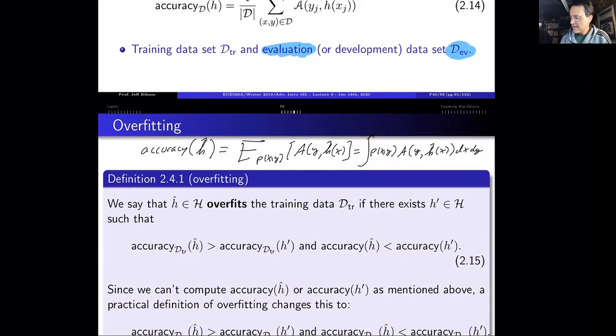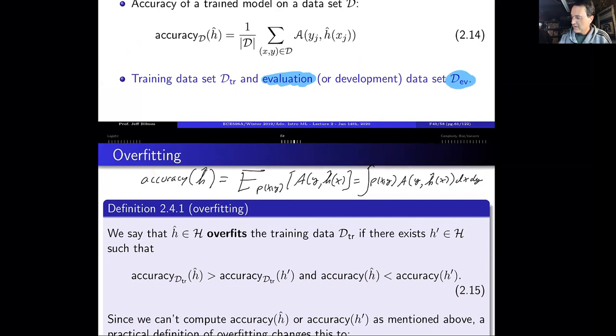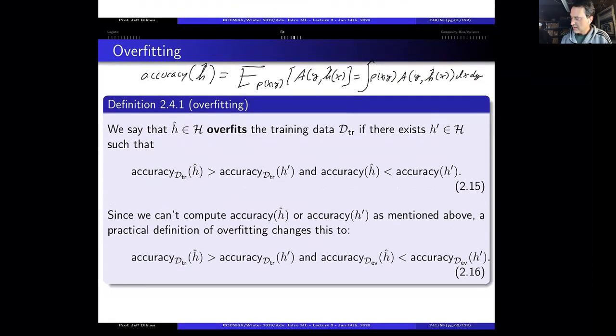So what we instead do is, as a surrogate for the accuracy, we use this data-specific accuracy on the evaluation set. We have a separate data set, which is this guy. And so a practical definition of overfitting says that H hat overfits if there exists an H prime that does worse on the training set, but better on the evaluation set. So if there's some other model that does worse on your training set, but better on the evaluation set, then H hat is overfit.